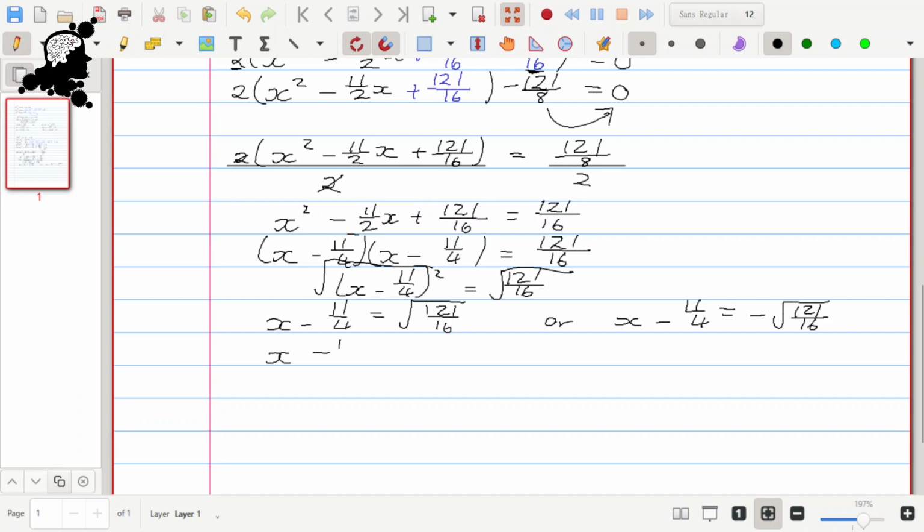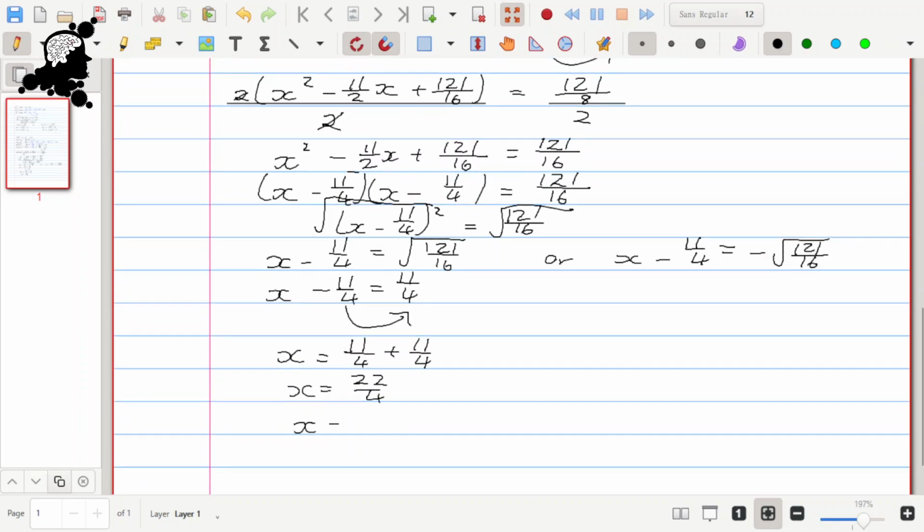I'll get x minus 11 over 4 is equal to the square root of 121 over 16, which is going to give me 11 over 4. I could take negative 11 over 4 to the other side. I get x is equal to 11 over 4 plus 11 over 4. This is going to give you 22 over 4. And if you simplify 22 over 4, you're going to get x is equal to 11 over 2.